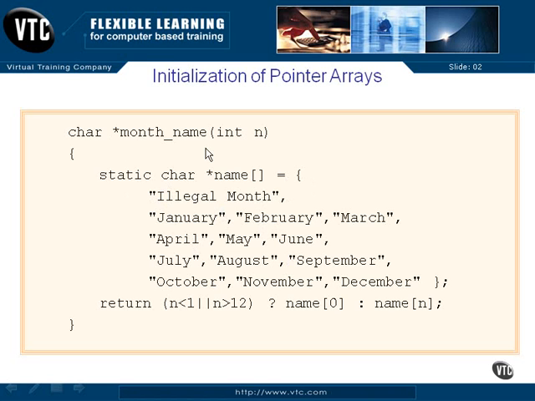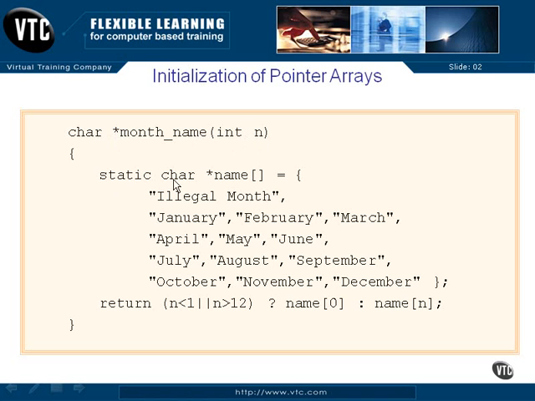Now this little function, and you can find this in K&R under the same topic here, initialization of pointer arrays, will return a character pointer, char star, right there, month name. So that's telling us that month name returns a character pointer when it returns something, and it will take in an integer n, and that's the number of the month that we have to pass in here.